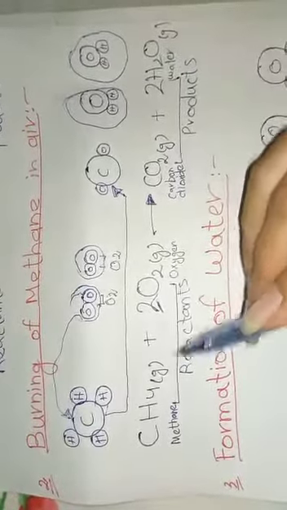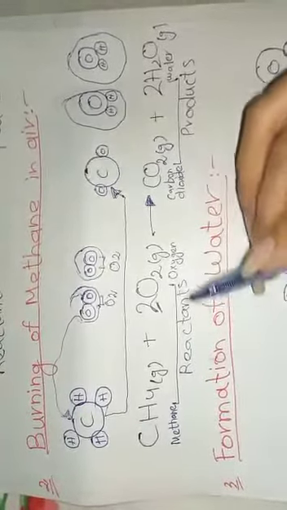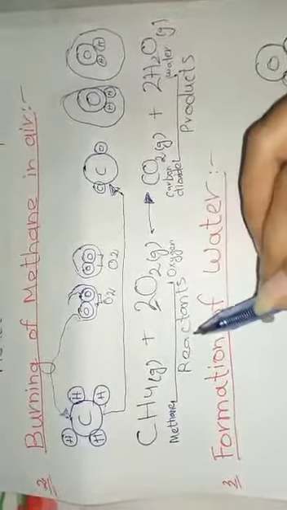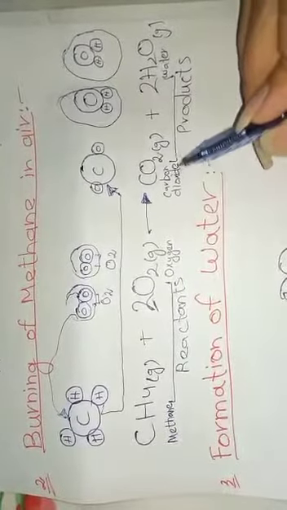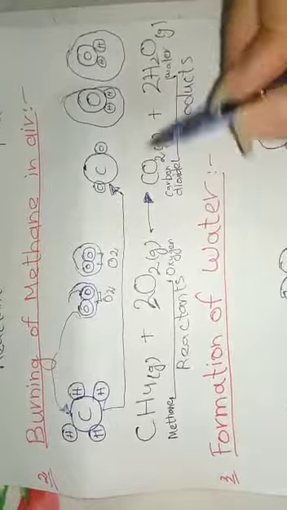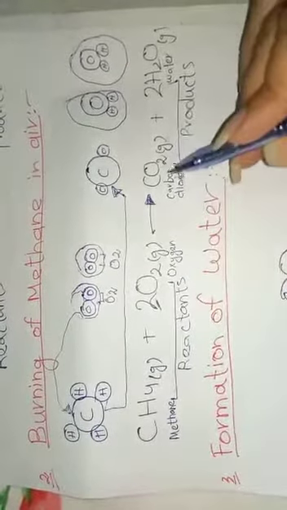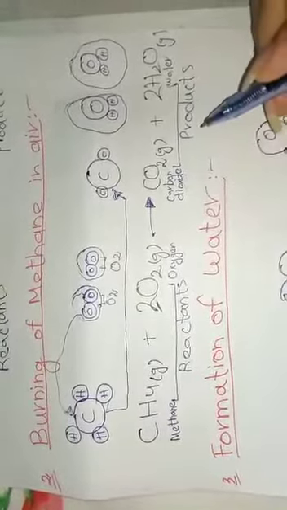Now class, the methane and the oxygen here act as reactants because they react together and rearrange themselves to form products like carbon dioxide and water. So carbon dioxide and water are produced as a result of the reaction between methane and oxygen, so carbon dioxide and water act as products.